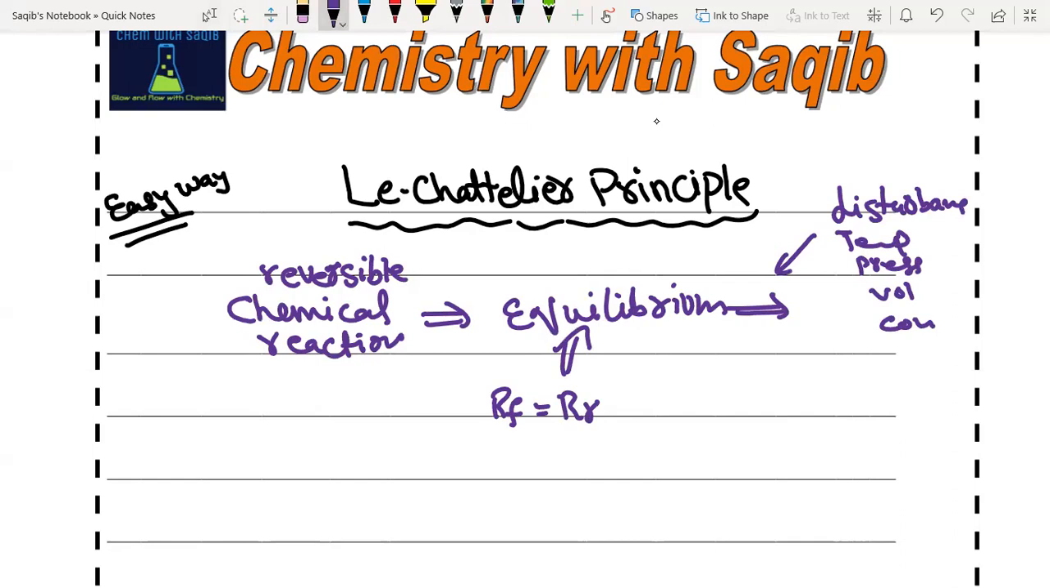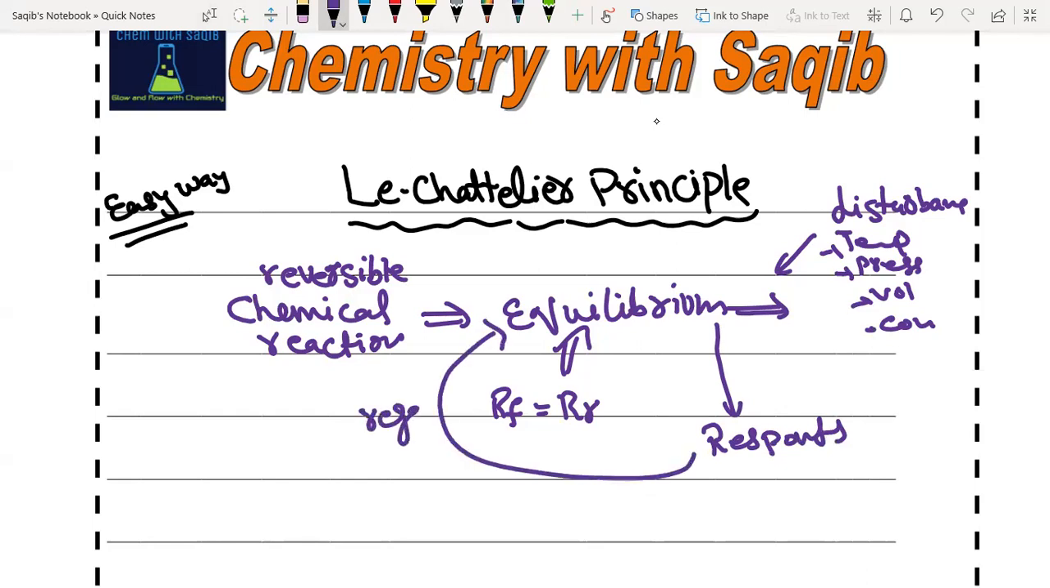So when you disturb the equilibrium by changing temperature, pressure, volume, or concentration, the reaction responds in a way to regain the equilibrium. By applying the disturbance, the reaction responds in a way to regain the equilibrium. So the reaction tries to regain the equilibrium.